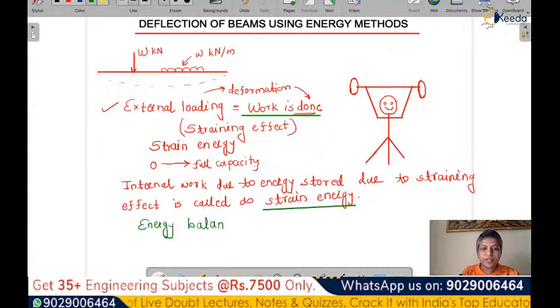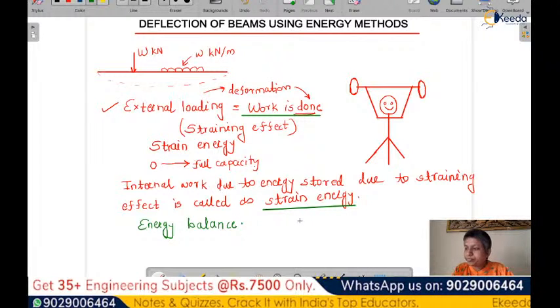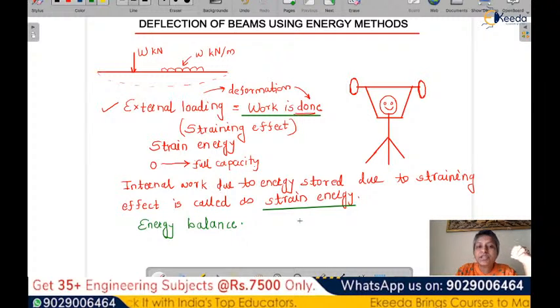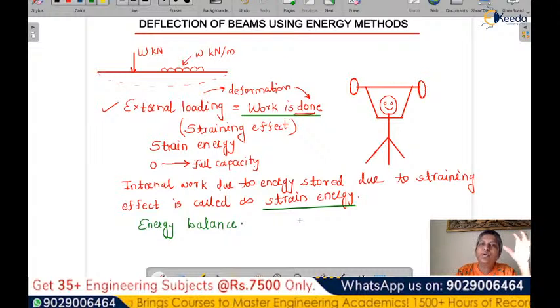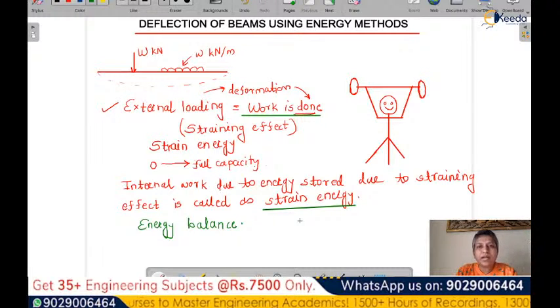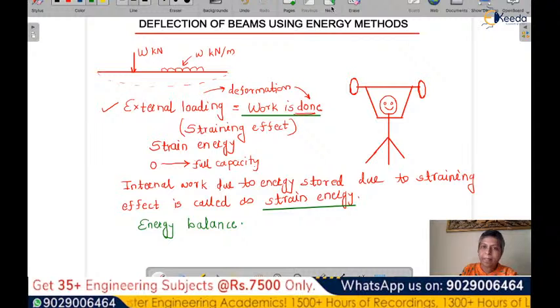There is an energy balance. This energy balance we actually use for structural analysis. Wherever you are studying the deflection of beams, this energy balance concept is used. There are three methods to find the deflection of beams using the energy method. Whenever you hear energy method, it does not mean that it's only the strain energy method. So there are basically three methods.